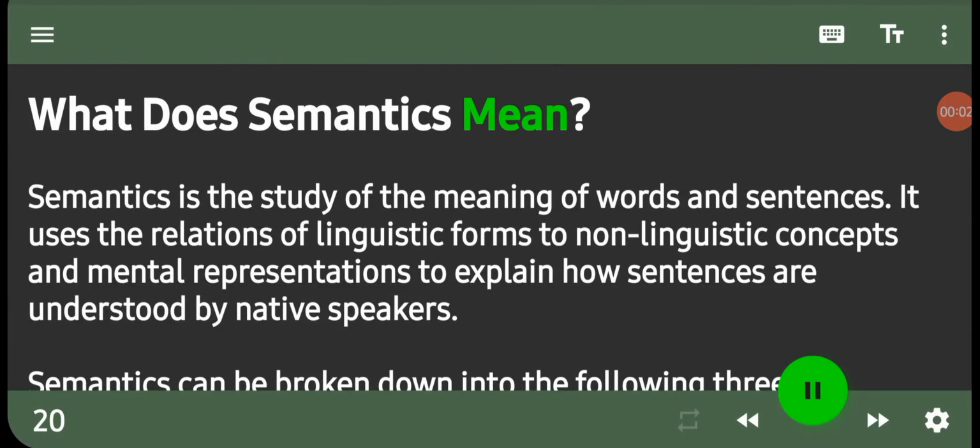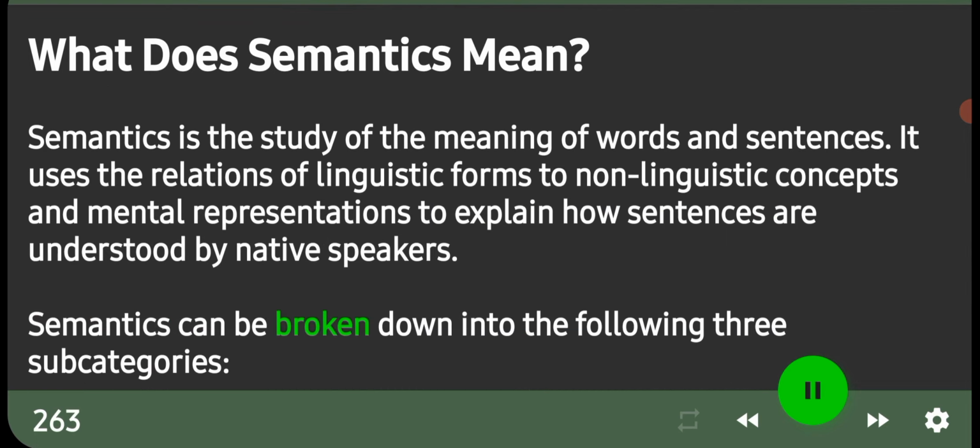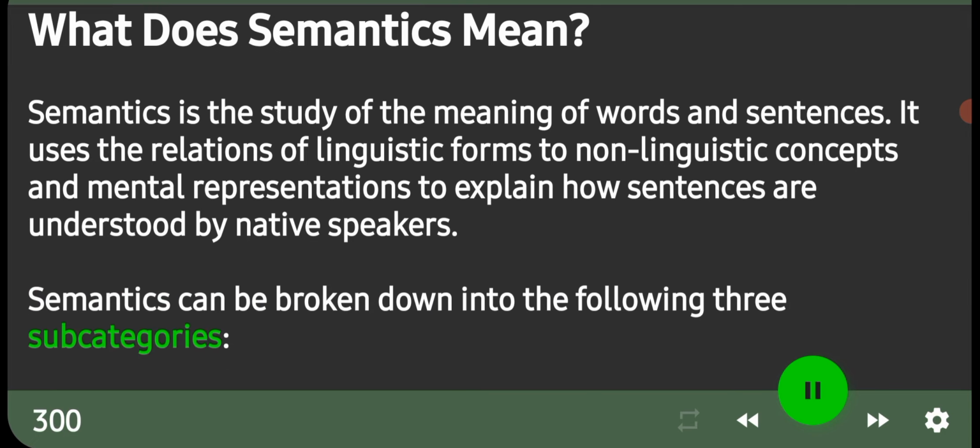What does semantics mean? Semantics is the study of the meaning of words and sentences. It uses the relations of linguistic forms to non-linguistic concepts and mental representations to explain how sentences are understood by native speakers. Semantics can be broken down into the following three subcategories.